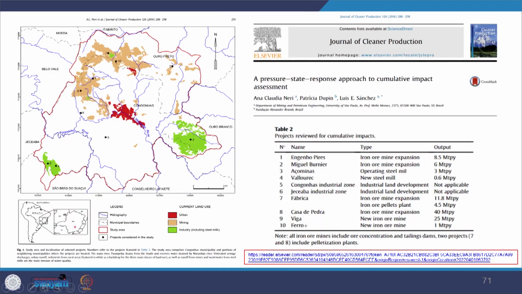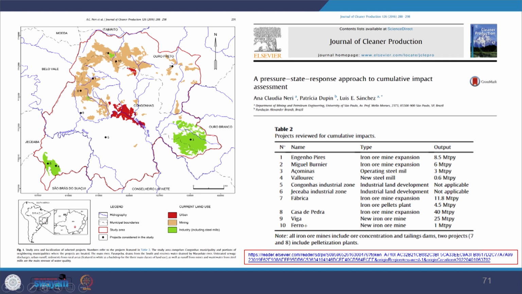So I've got the example here. I'm also giving you the link to the journal article. You can see the spatial outlook here, and if you read the map, you can see the red study area boundary. And all the dots show the projects considered in the study.